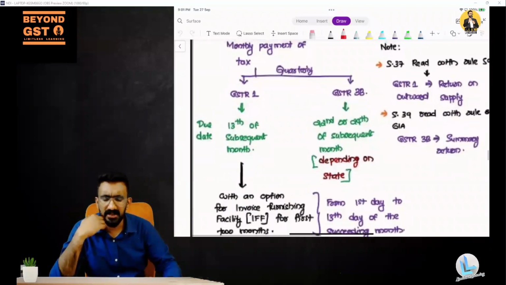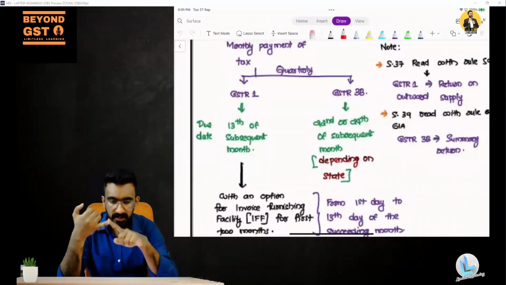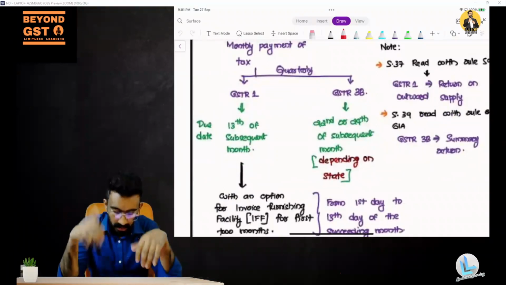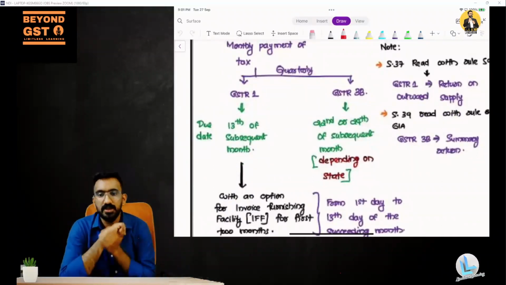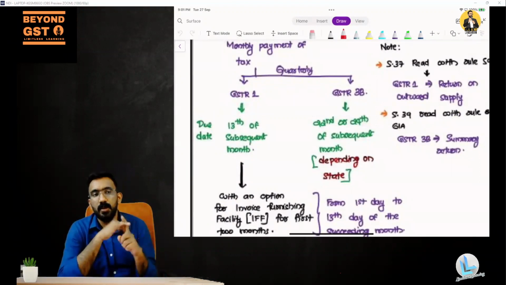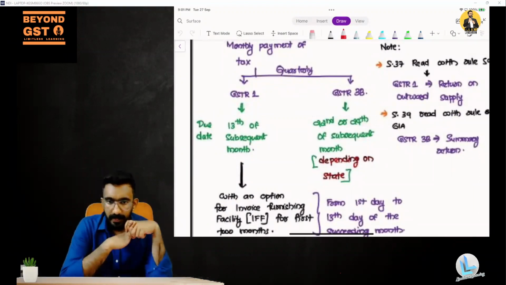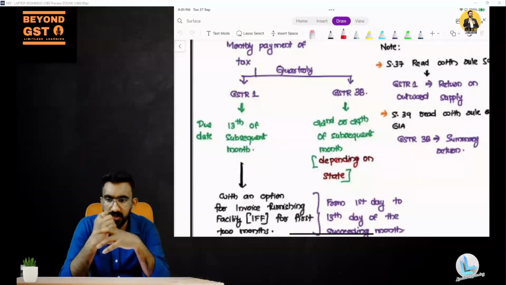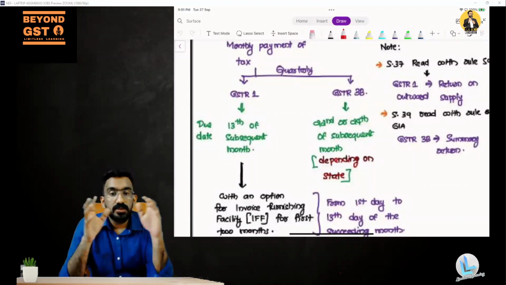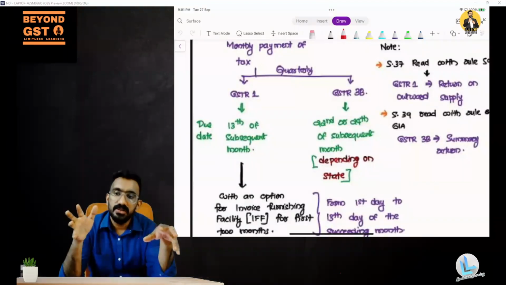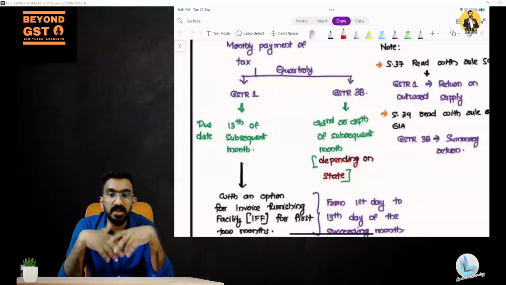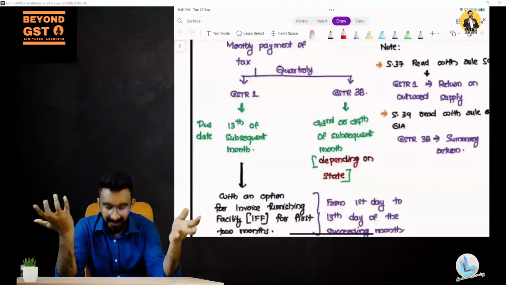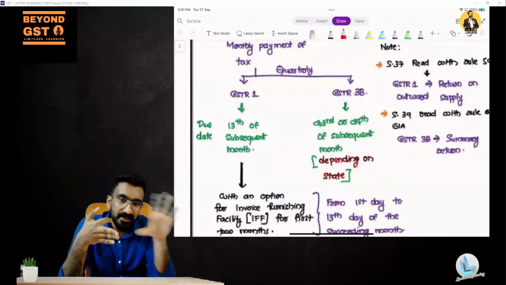What does that mean? For all the invoices in a quarter, say, the current running quarter. So we are in September, which means the current running quarter is July, August, September, right? Now, these 3 months, all the invoices I can upload in October. Which date? GSTR1, 13th of subsequent month from the end of the quarter, which means for July, August, September, I'll file before 13th of October.